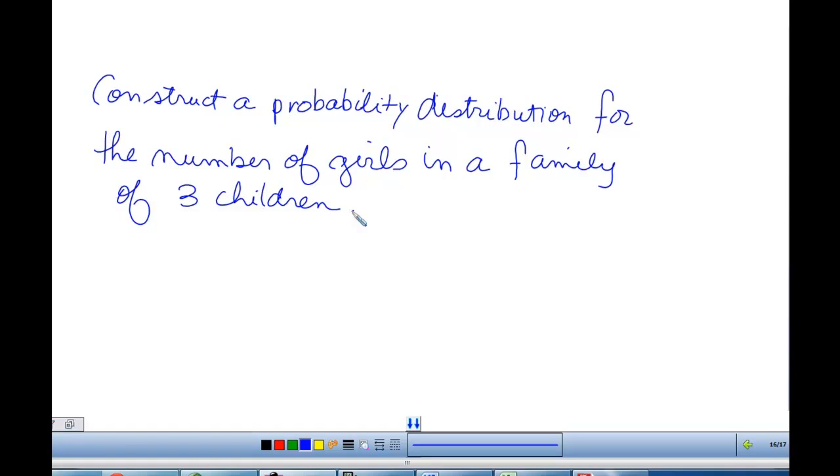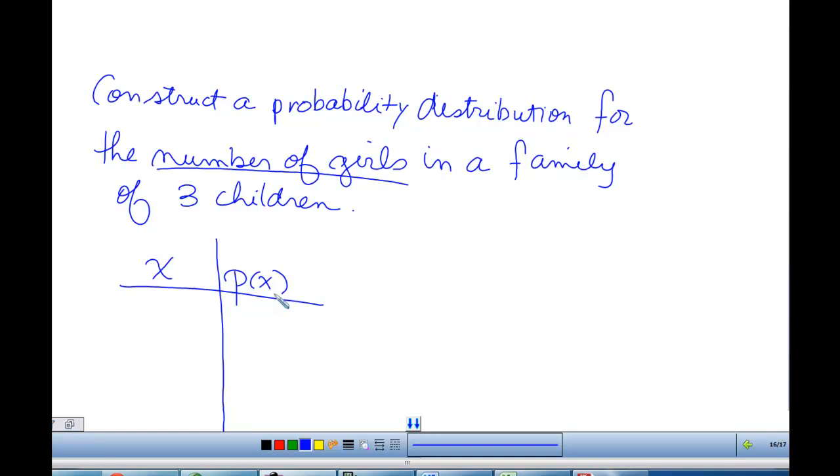So when I say a probability distribution, first of all, the bottom line is what we call a random variable. And so the random variable is a variable whose outcomes are determined by chance. It is a quantitative variable. So in this case, our random variable is going to be the number of girls in a family of 3 children. The probability distribution lists all of the possible values and the probabilities associated with each one.